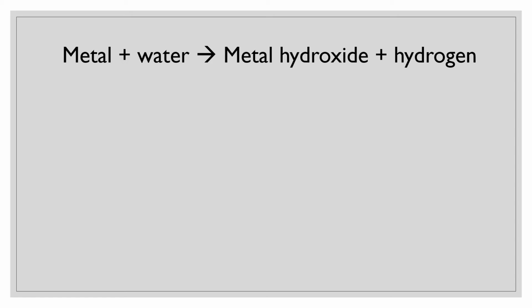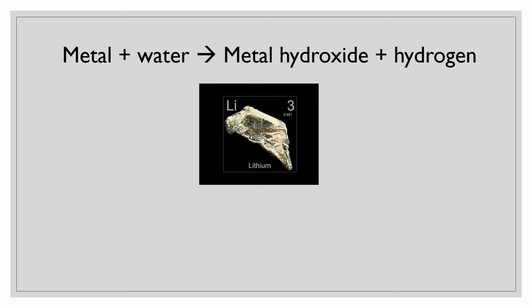So for this first one that we're looking at, the first box at the top of the page, you will see that we're looking at the reaction of lithium with water. And you'll see lithium is a silvery metal there. And when we react it with water, it will produce the hydroxide. So it will produce lithium hydroxide.